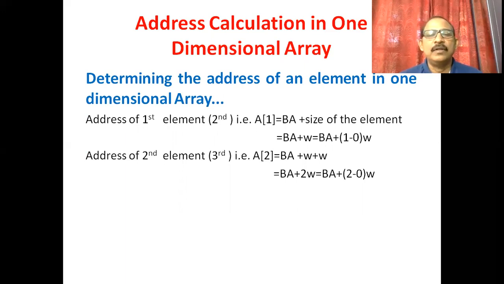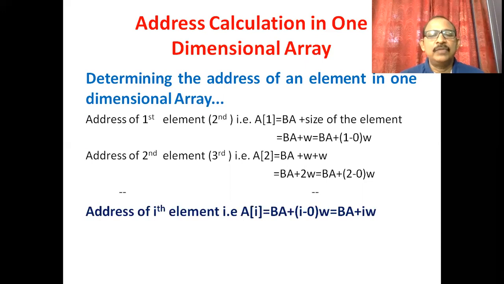Now in the same way you can say the address of the ith element, that is Ai, is BA plus i minus 0 into W, which is equal to BA plus iW. Here you can see the address of the second element is BA plus 2 minus 0, and the address of the first element is BA plus 1 minus 0. Therefore, you can say the address of the ith element is BA plus i minus 0 into W, that is BA plus iW.